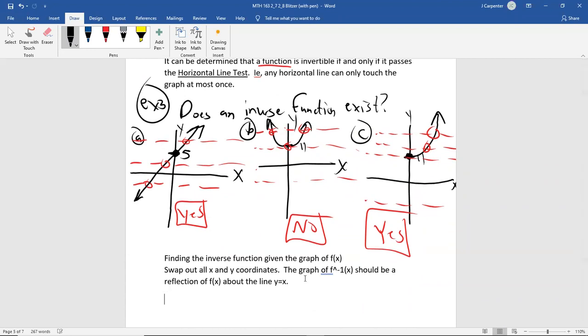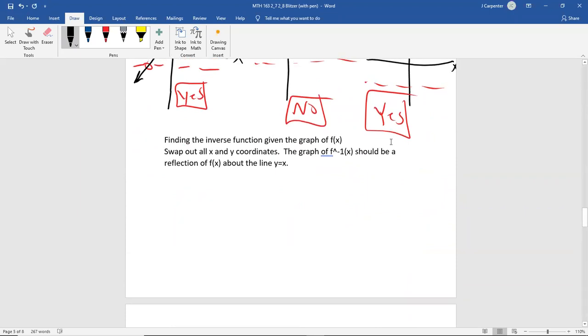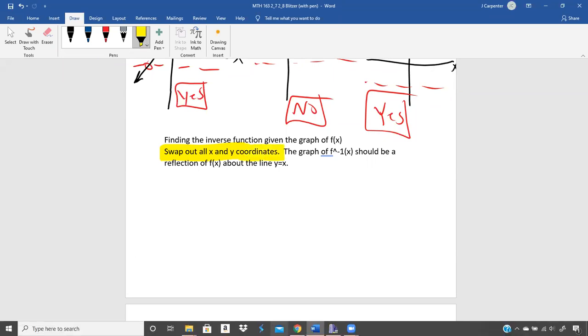Finding the inverse function given the graph of f of x. Oh look, literally the same thing that we did with equations. Swap the x's and y's. Except they won't literally say x and y, they're going to be coordinate pairs, so just swap the coordinate pairs.